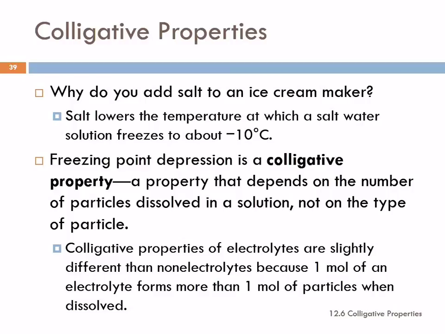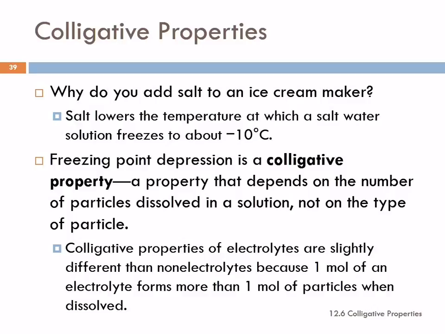Colligative properties depend on the number of particles that are dissolved. They don't depend on the type of particle. So this is kind of an odd set of properties because usually, properties depend on what kind of substance you have dissolved.